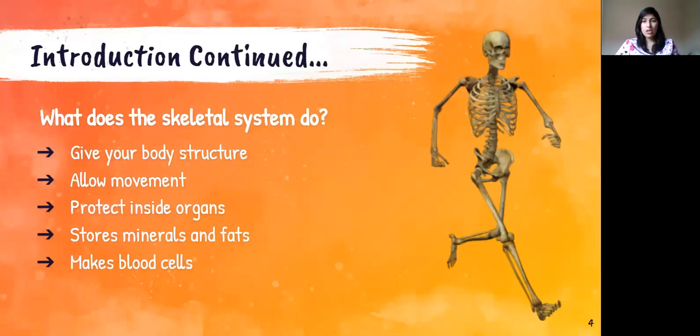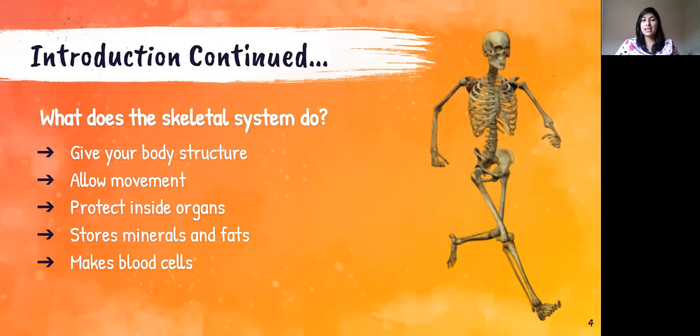Another question on the learning objectives was, what does the skeletal system do? The skeletal system does 5 different things, and these are the main things that they do. One is that they give your body structure. By providing structure, like I mentioned earlier, it lets you look the way you do, hold everything inside, and do what it's supposed to do. Another thing it does is allow movement. So it allows you to bend over, to walk, to run, to move your hands, arms, elbows, all that stuff.